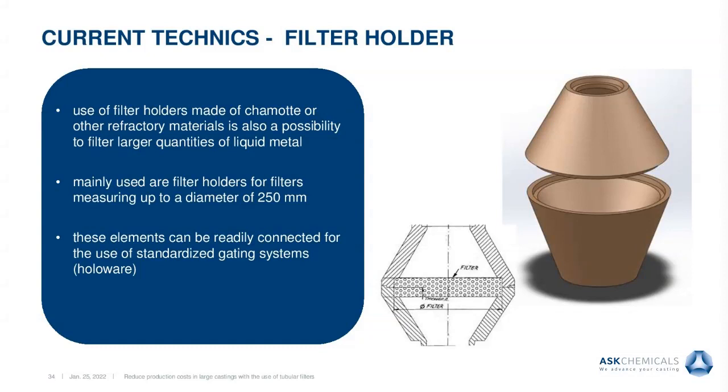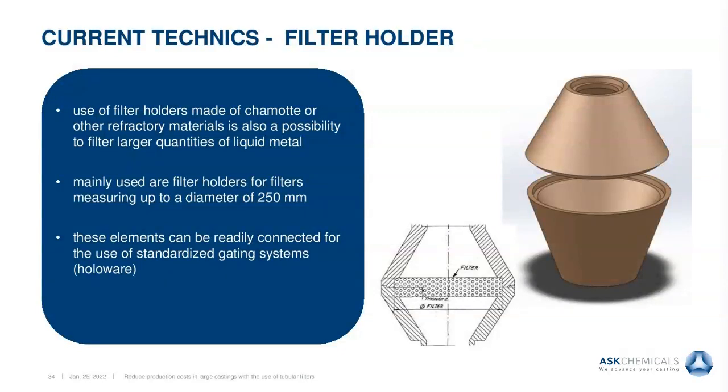Another method is the use of filters with large dimensions in so-called filter holders. They are also made from a refractory material, as you see here on the right-hand side. The use of a few large filters would be an ideal case because it only takes a few perfectly tailored filters suitable to the number of ingates required. In addition, these filters could be installed relatively close to the castings and to the ingates.